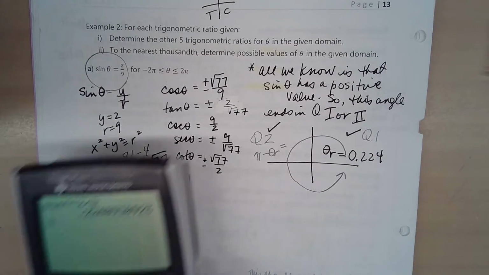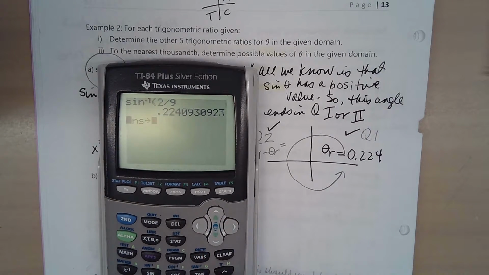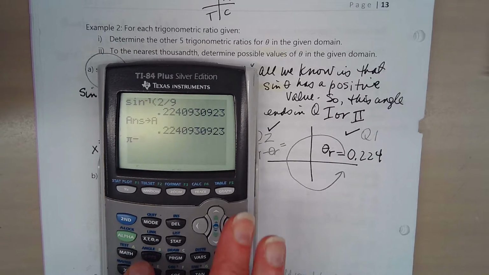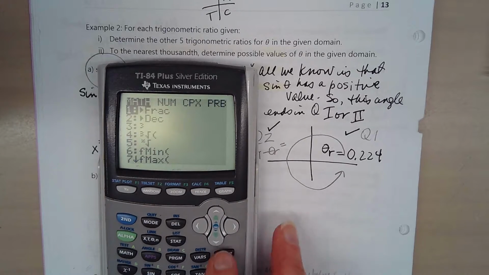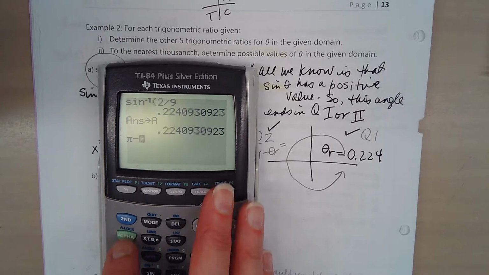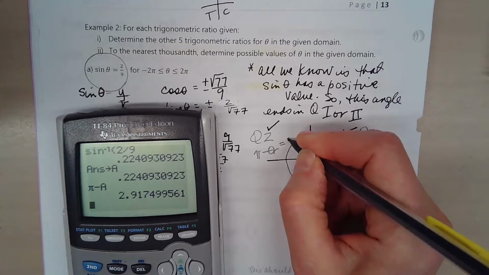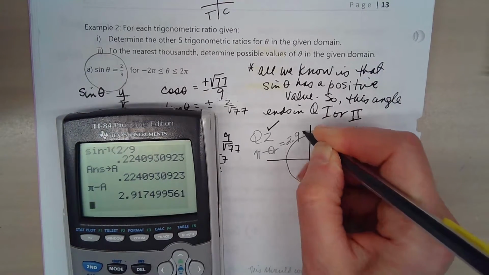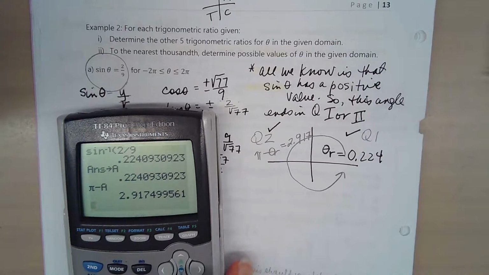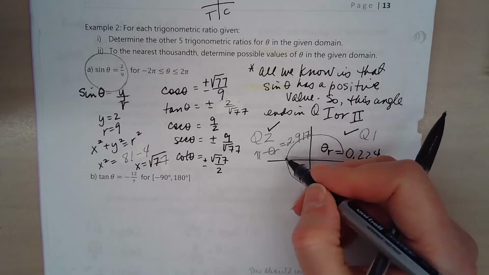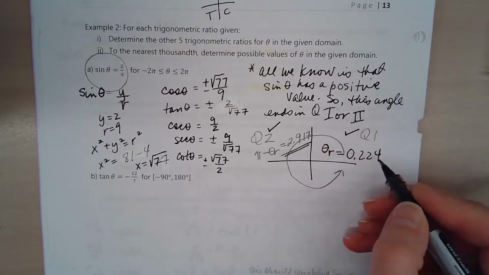Okay, so I am lucky I can store my answer like I showed you before. So I can just go pi minus my reference angle. Whoops. And I get 2.917. Agree? Okay, so here's my 2 answers in the positive direction.